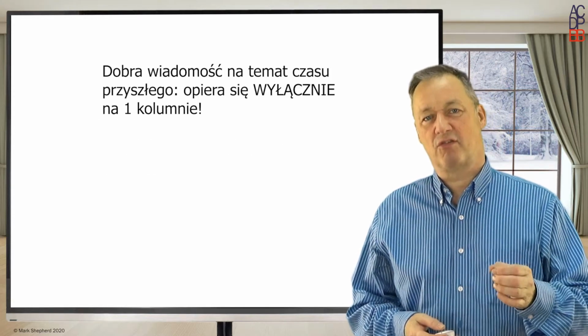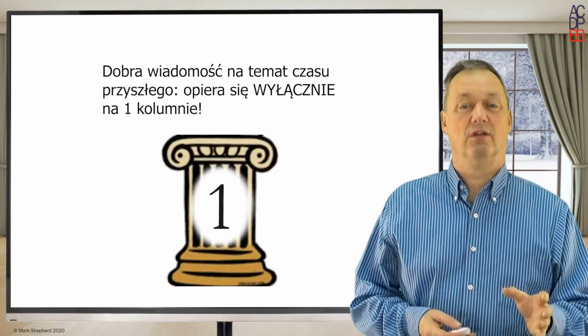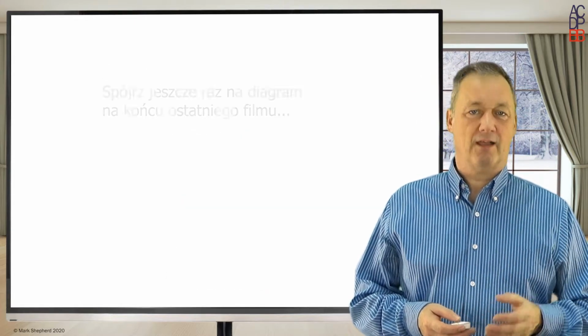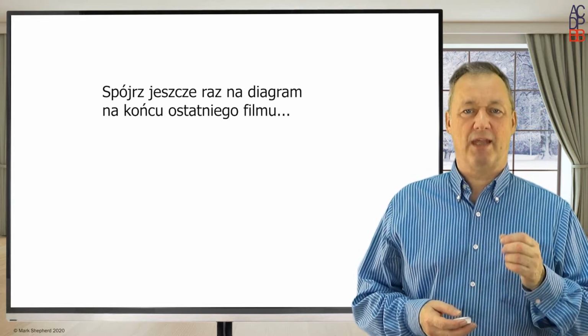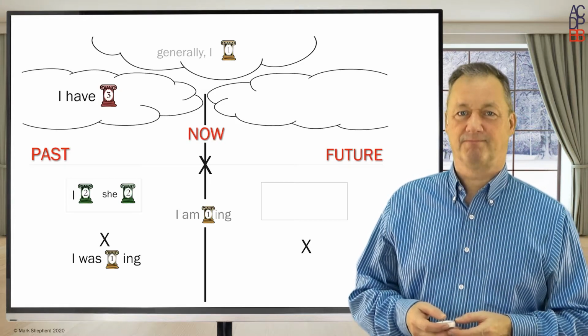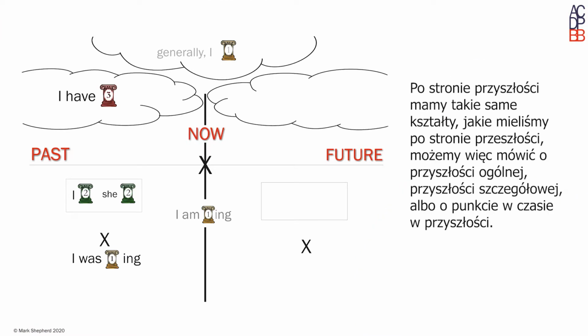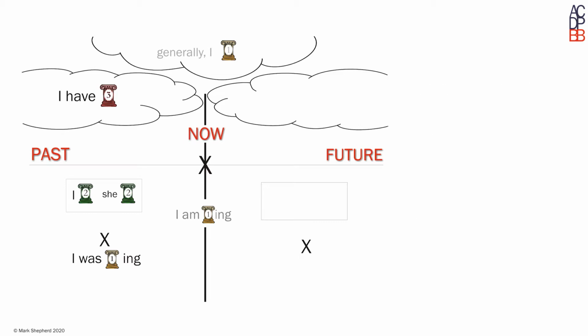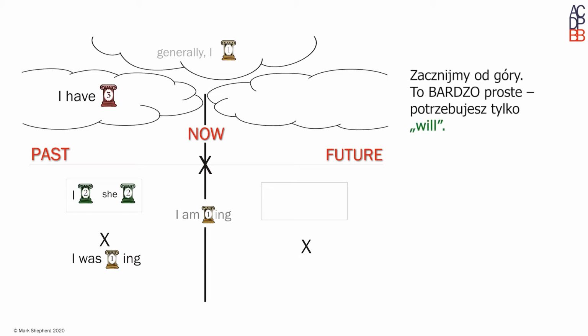The good news about the future is that it is all column 1. Let's have another look at the diagram from the end of the last film. On the future side of the page, we have the same shapes we had on the past side. So we can talk about the general future, the specific future, or a point of time in the future. Let's start at the top. This is very simple. All you need is will.